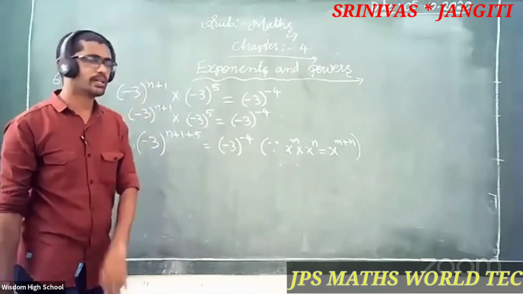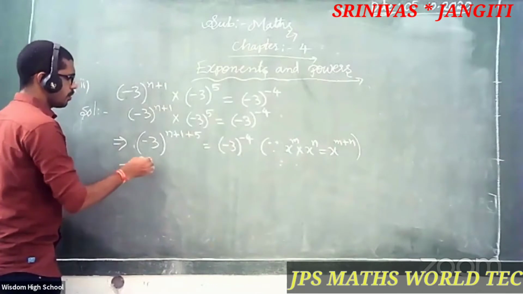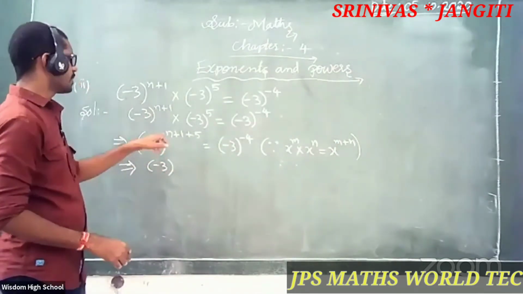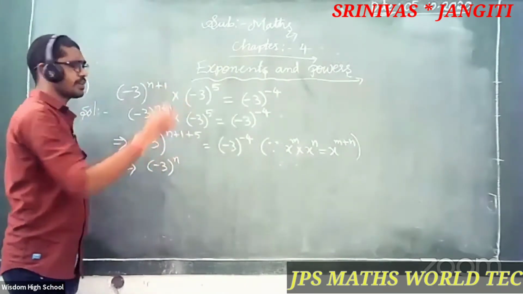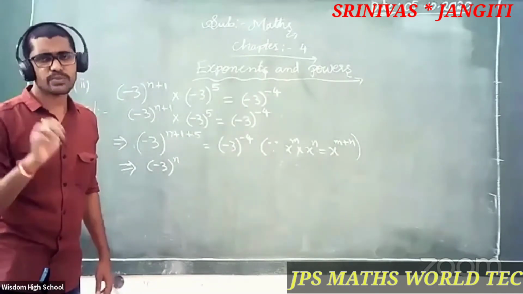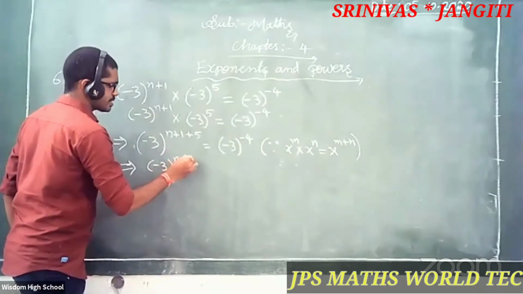Is that clear, students? Very good. Let's come to here. What is here? Simplify one step in: minus 3 all to the power of n. After this, plus 1 plus 5. What is the result? Total plus 6. So that's why plus 6.